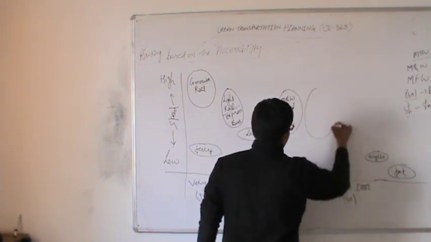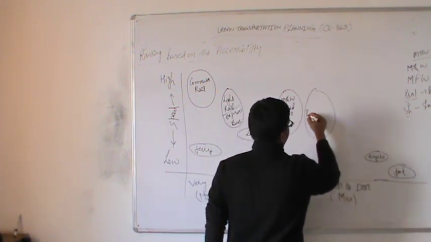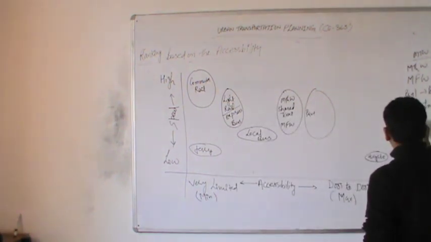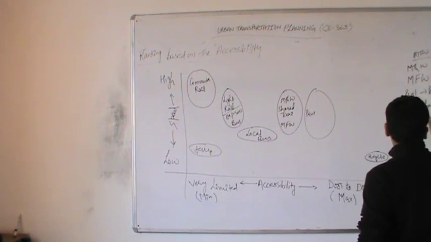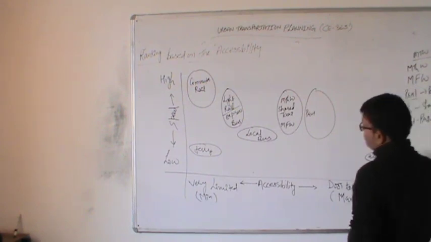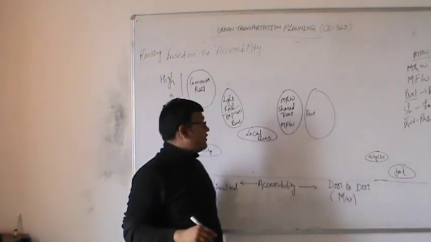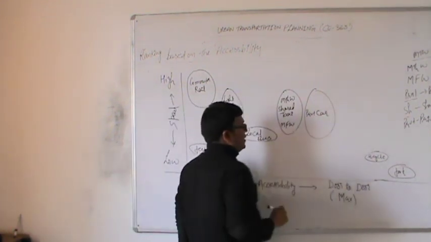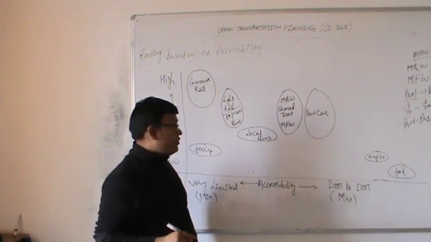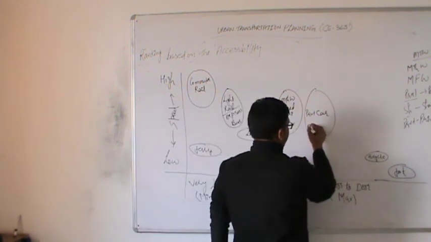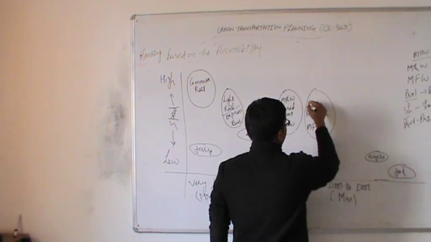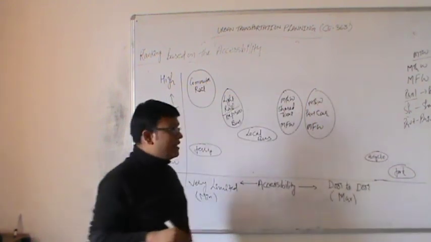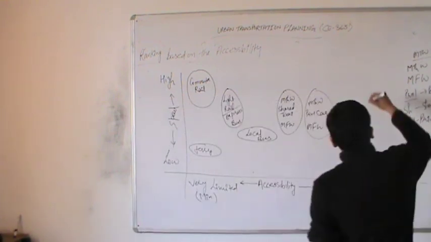Then we will take the next one, that is the private car, PRBT. We have not written it, so we will write the PRBT. This is for the private. The speed of the private car or private taxi will be almost the same as the shared taxi, but its accessibility will be more as you can get it from anywhere. It will also include your MFW as well as MTSW. Then the last one is the personal car.